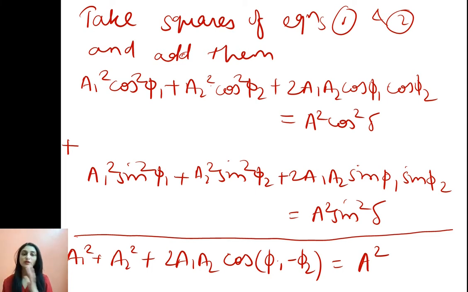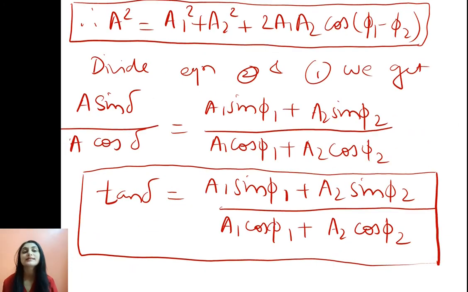We know that cos a cos b plus sin a sin b is cos(a minus b). So that is how I can write cos(phi 1 minus phi 2). It is equal to a square cos square delta plus a square sin square delta. A square, inside the bracket you will have cos square delta plus sin square delta, which is 1. So naturally I will have only a square. So that is how I got the value of a square as a1 square plus a2 square plus 2 a1 a2 cos(phi 1 minus phi 2).